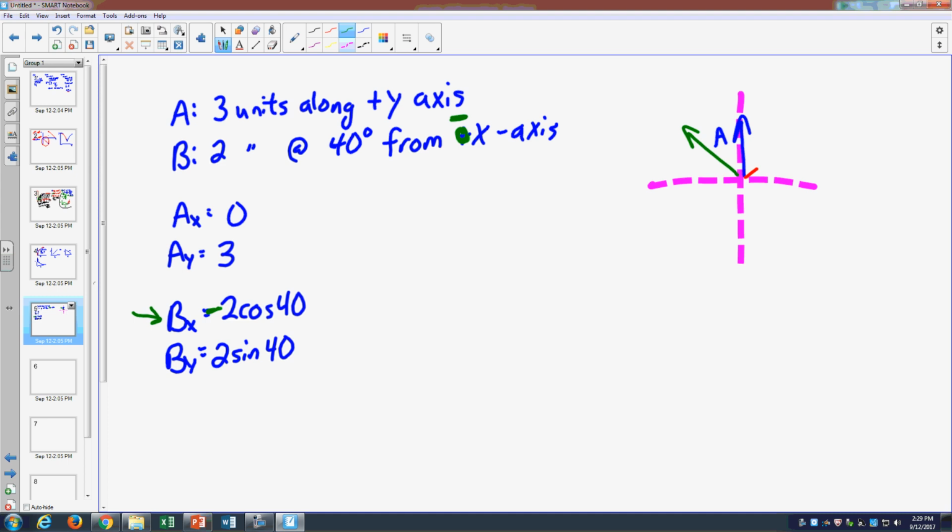I find that it's nice to draw a picture because then it helps you to see, oh, well, the x component of this one is on this axis. And so I need to make it negative. So take those few extra seconds to draw yourself a picture. And then we want to calculate this. This is 2 cosine 40. I get 1.5.